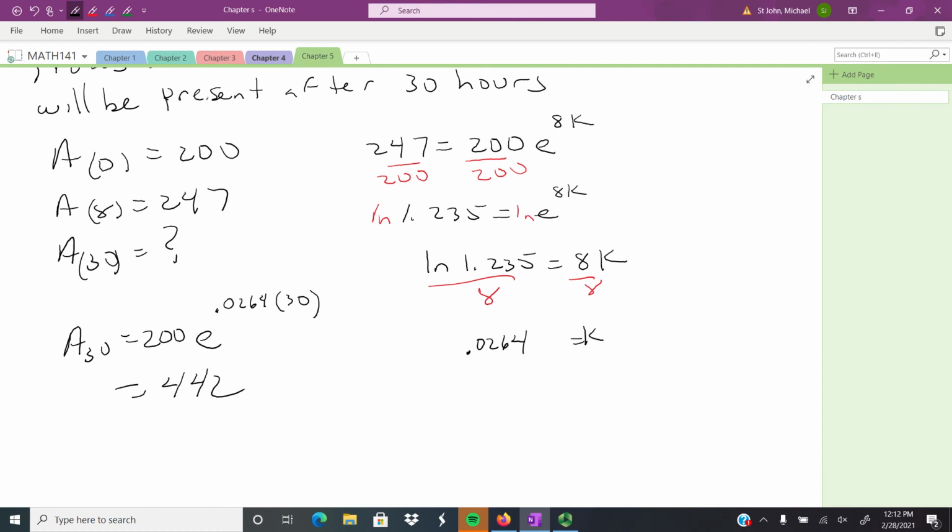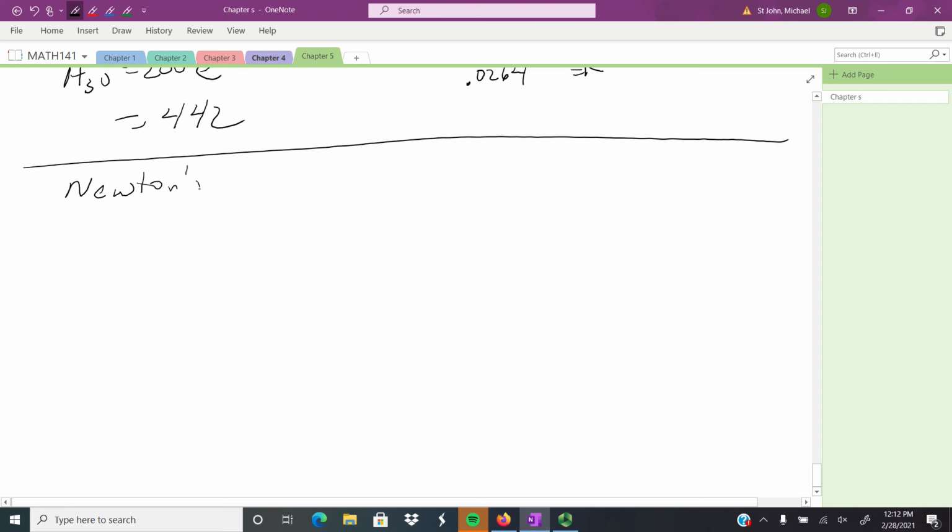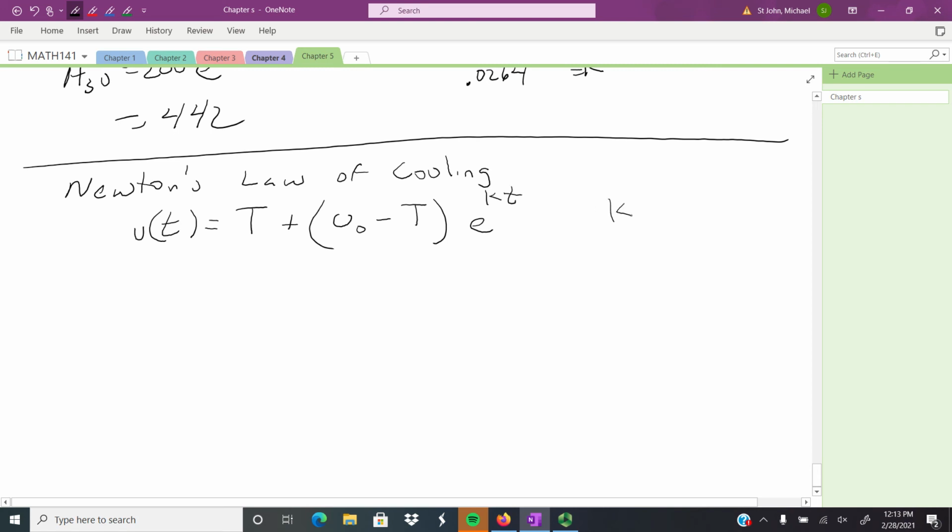And then the other equation they talk about in this chapter deals with Newton's law of cooling. And so U of t equals T plus U naught minus T, times e to the kt.